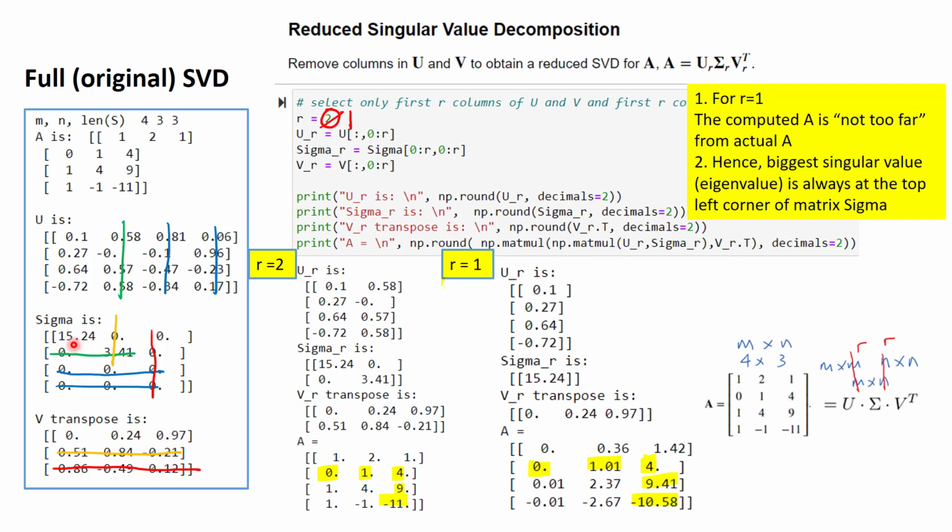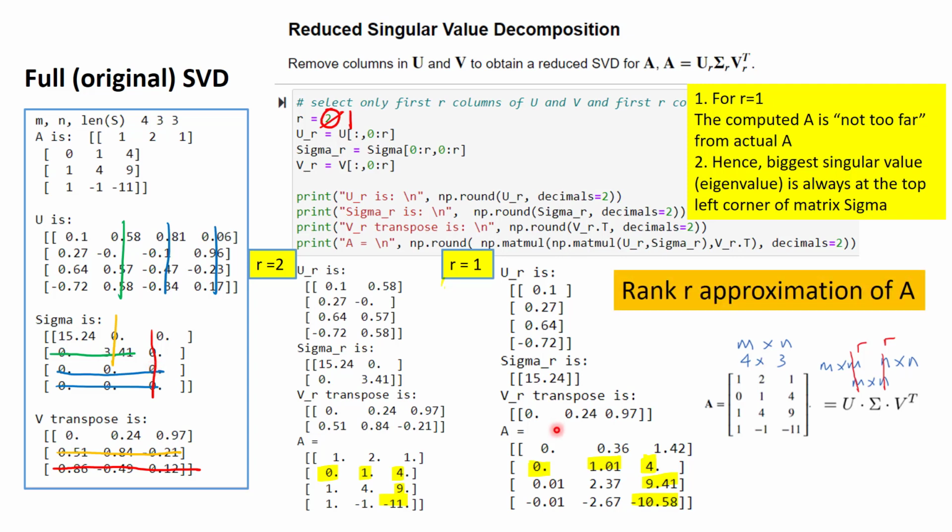This position of the singular value contains the most important information about this matrix A. And again, that's why the order of the singular matrix from biggest to the smallest is important. This will facilitate the reduced SVD. If the information in A is lost due to the reduced SVD, this is known as a rank R approximation of A. The computed A is just an approximation to the actual A.